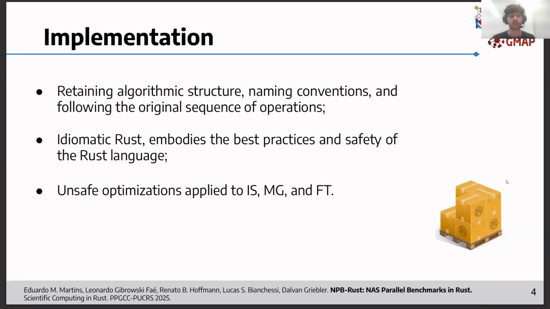After our porting process, we ran a profiler to understand which were the bottlenecks in each application. And if we found out that the application was struggling because of any of Rust's safety checks, we also wanted to provide an unsafe version of the application. This was the case for IS, MG, and FT. For those, we provide an entirely safe version, and also a version with some unsafe optimizations.